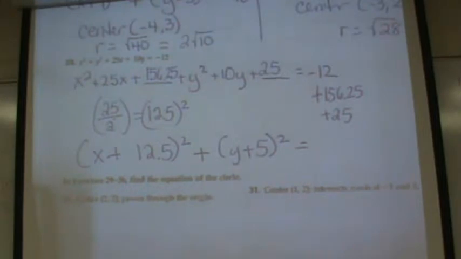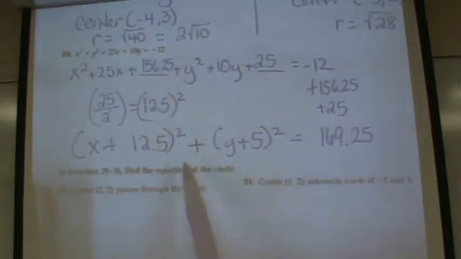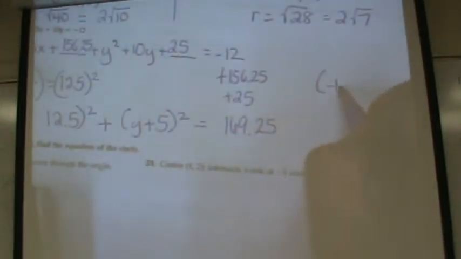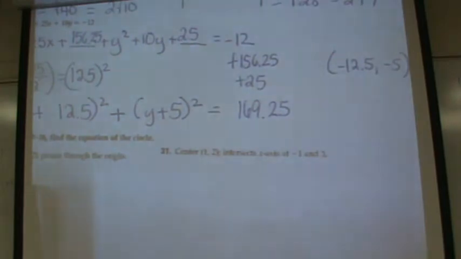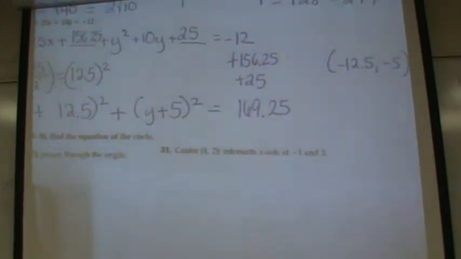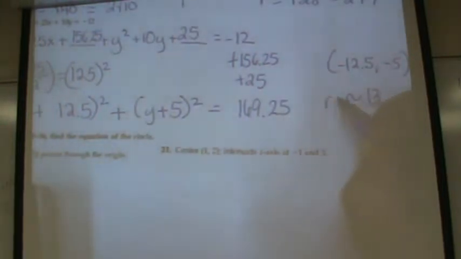Negative 12 plus 156.25 plus 25, I get 169.25. So if I asked you what the center is, what would you say? Negative 12 and a half, comma, negative 5. And what's the radius? 13. Square root of that, you get about 13.